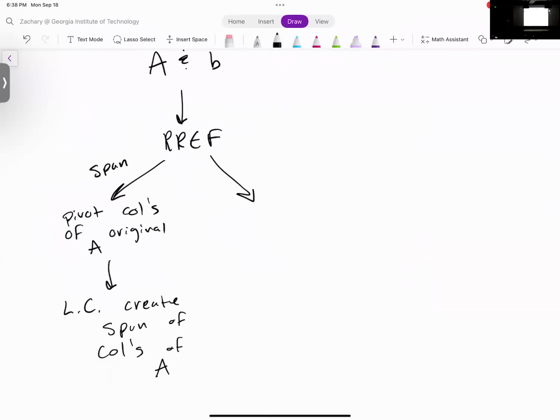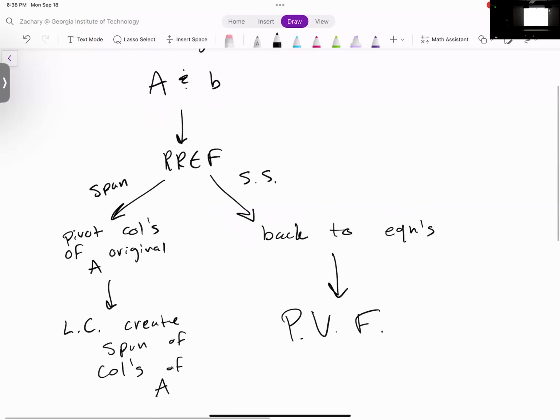So for a solution set, if we're looking for that, from reduced echelon form we bring it back to equations. And then from here, we move into parametric vector form. And that's a perfectly fine way to leave your set of solutions. If you know this little diagram, that's how you'll be able to answer pretty much any question on find the span or find the solution set.